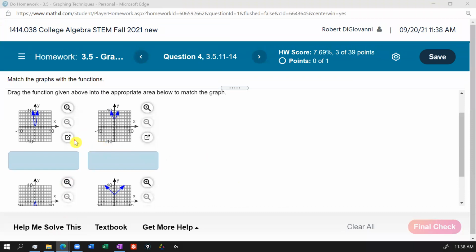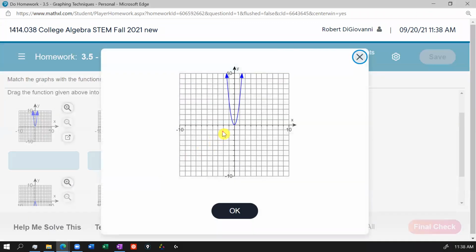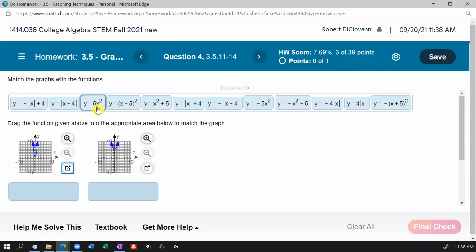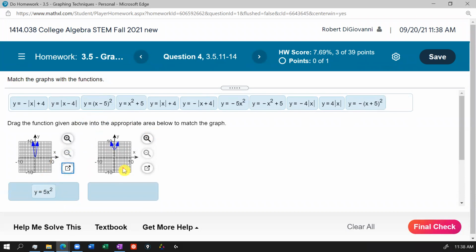Okay, this one, squared function. Move to the right 1, you go up 1, 2, 3, 4, 5. Looks like 5 units up. So it should just be 5x squared.